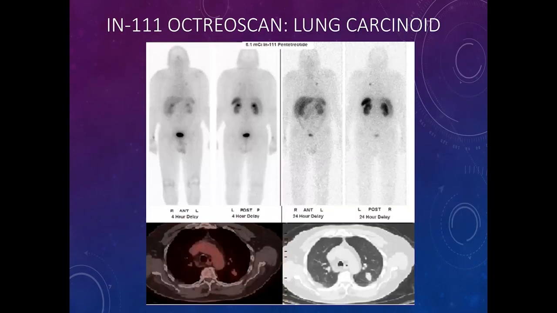Here is an example of a patient with lung carcinoid. And you can see that we used indium-111 pentetreotide, 5 millicuries. We imaged the patient at 4 hours and at 24 hours.